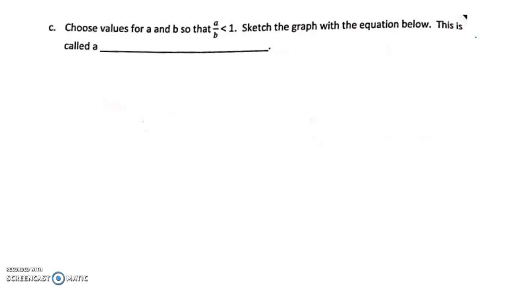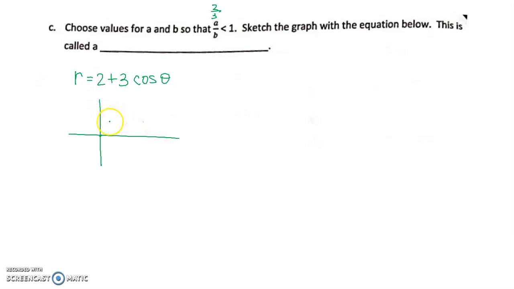So choose values for A and B so that A over B is less than 1. So what I ended up doing was 2 and 3 because I knew that 2/3 was less than 1. So I'm going to graph r equals 2 plus 3. And I'm going to do cosine for these just because we've been doing sine for all the other ones. When you graph that, so here's my graph here.